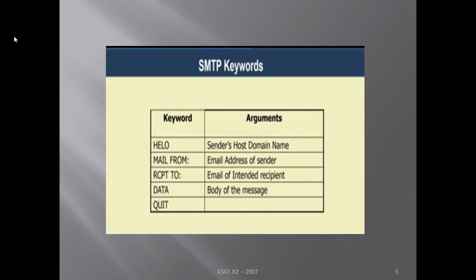These are some keywords that are used in SMTP. The functional keywords are: HELO, the sender's host daemon name; MAIL FROM, the email address of the sender; RCPT TO, the email address of the intended recipient; DATA, the body of the message; and QUIT, to end the session. Instead of having any separate front-end module or agent, we can communicate like this. That is the beauty of this, providing an interoperable service.